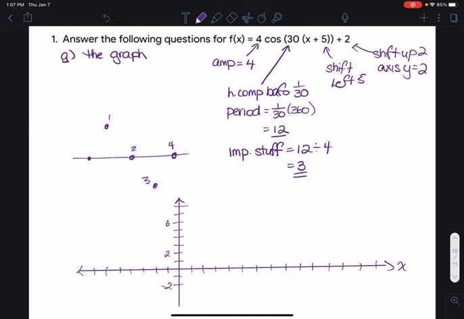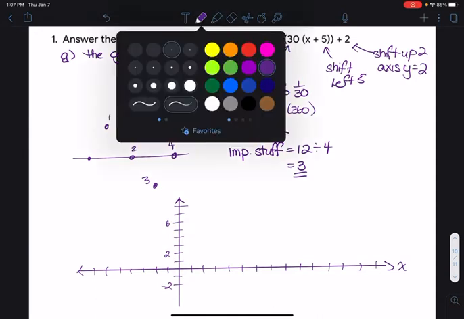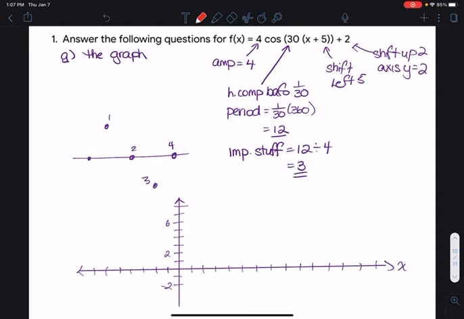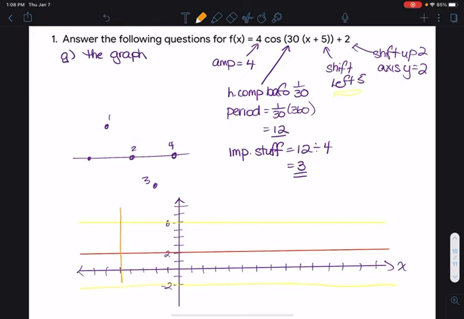Okay, so first I'll draw the axis of the curve, and it's at y equals 2. Let's see if I can draw a horizontal line at y equals 2 that's relatively horizontal. And I'm going to draw lines for my max and my min. So my max is at 6, and my min is at 2. And then, since my graph has been shifted to the left 5, that means my graph is going to start at -5. 1, 2, 3, 4, 5. So this is where my graph starts.